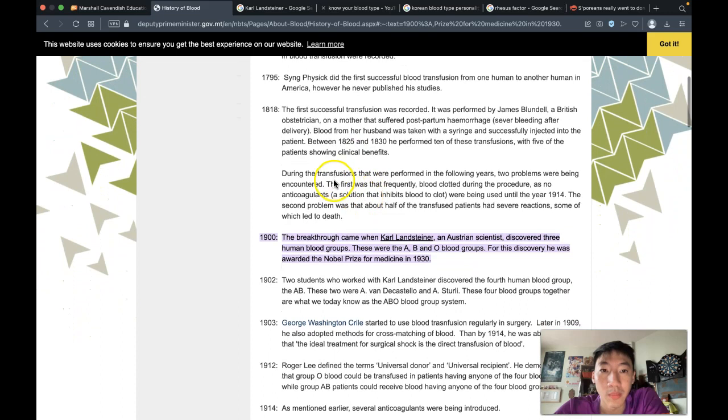For example, when people donate blood for a transfusion, at first everything will seem fine. Everything will be like, okay, the guy is kind of healthy, but pretty quickly the blood will clot, and then some of the patients will get severe reactions, and then some of them will die.